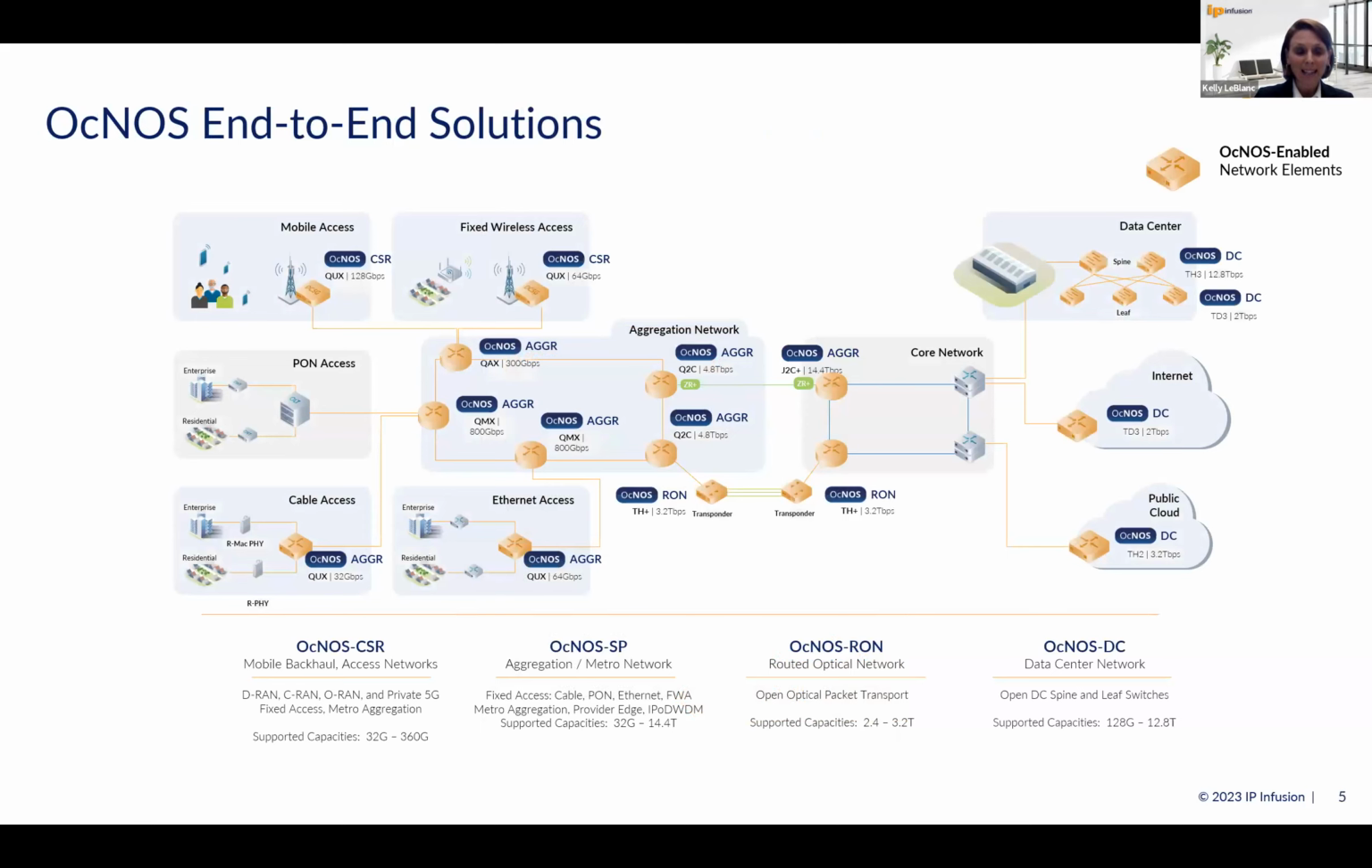OCNOS provides end-to-end solutions with the same software. OCNOS use cases include mobile backhaul and access, aggregation and metro networks, routed optical networks, and data center network. Our solutions start at 32 gigabits per second and scale all the way up to 14.4 terabits per second with the same software on open networking hardware. And customers can select their optics of choice, including 400 gig ZR/ZR+ optics.